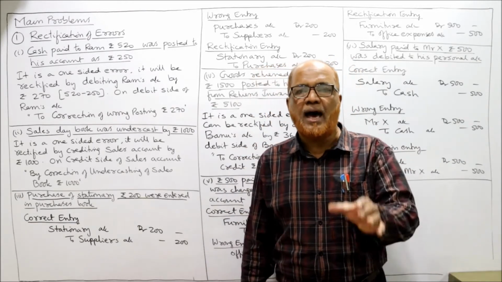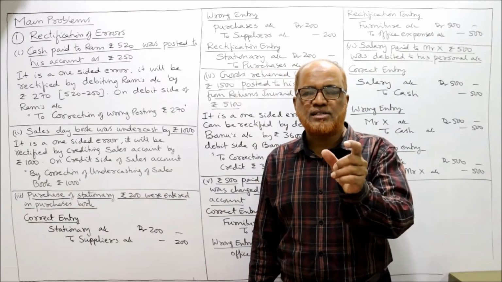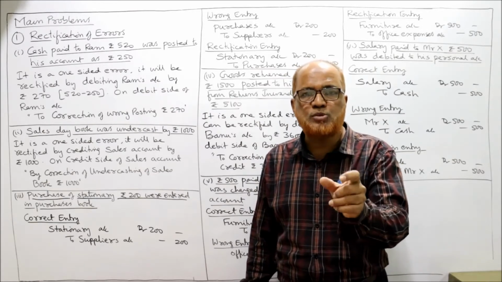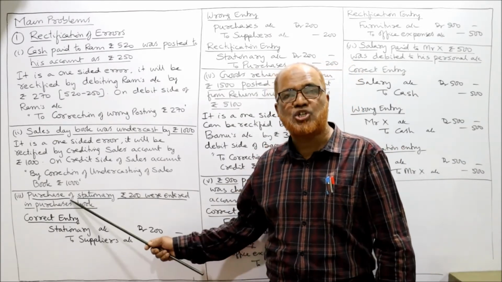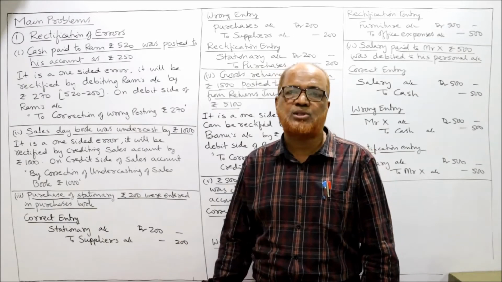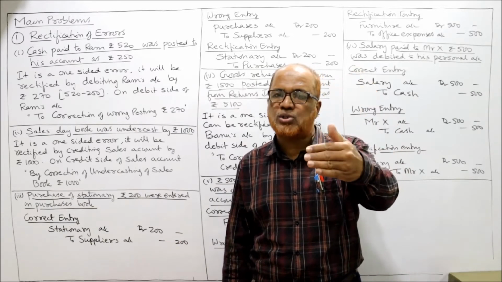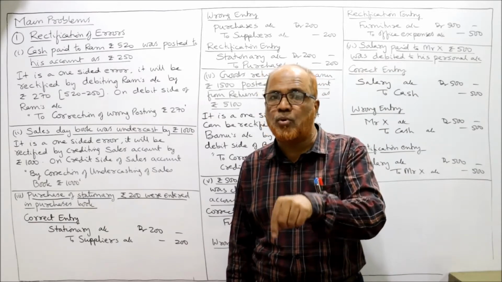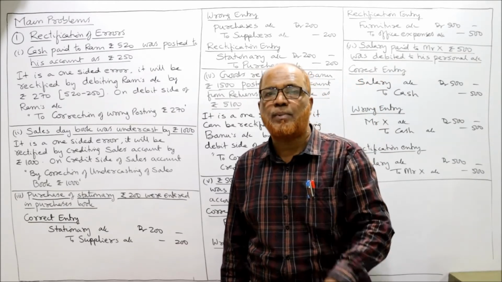Actually, stationery does not go in the purchase book. In the purchase book, we record only goods purchased. Only if goods are purchased do we record them in the purchase book. But by mistake, stationery purchased was recorded in the purchase book. The correct entry is stationery account debit to supplier's account. But if you record it in the purchase book, the entry will become purchases account debit to supplier account.